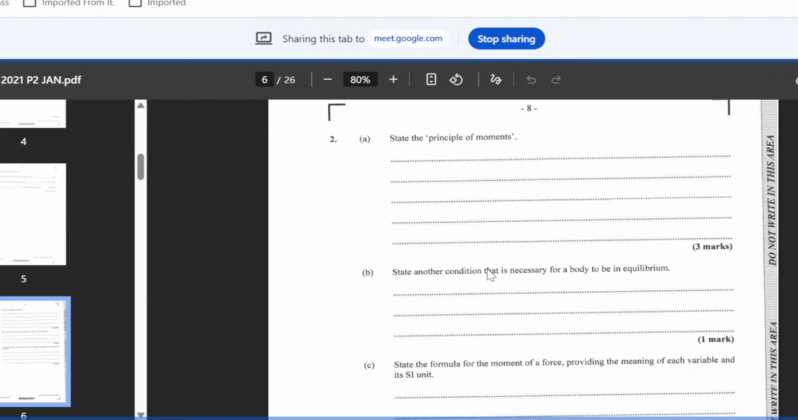It is for a system that's in equilibrium. Alright, so the system has to be in equilibrium. That's 1 mark for mentioning that. If you don't talk about the fact that it's in equilibrium, 1 mark is gone. So for a system in equilibrium, then you can talk about the sum of the clockwise moments is equal to the sum of the anti-clockwise or counterclockwise moments.